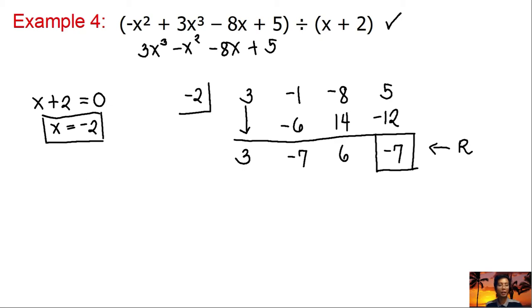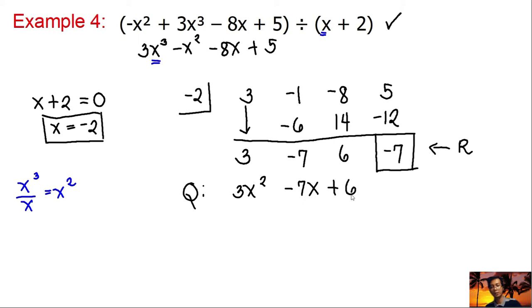So, para po malaman ng ating quotient kung saan tayo mag-start, di-divide po muna natin si x cubed by x. So, we know that x cubed divided by x is equal to x squared. So, dun ka po magsisimula sa iyong quotient kay x squared pababa. So, ang quotient mo will be, dahil 3 po ito, so magiging 3x squared minus 7x plus 6. There you have it. Our quotient is 3x squared minus 7x plus 6 and our remainder is negative 7.